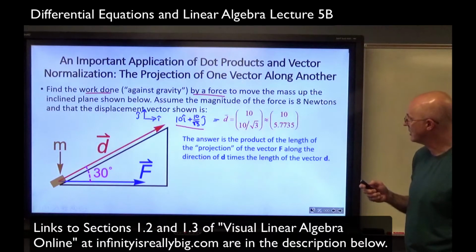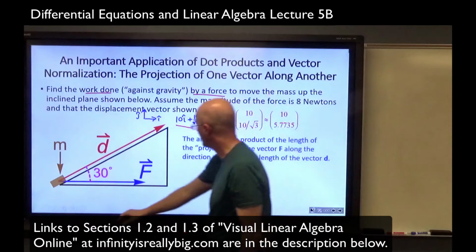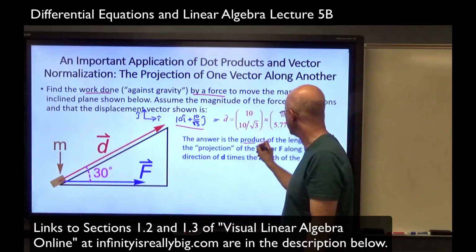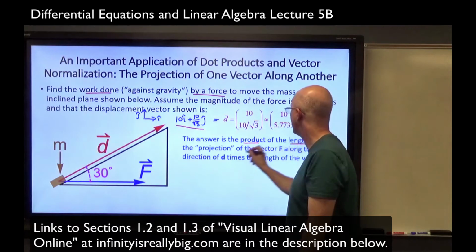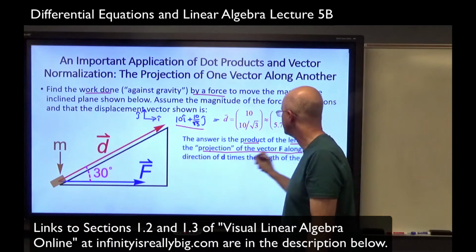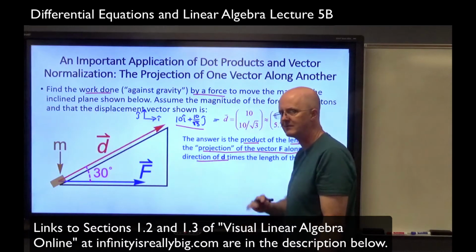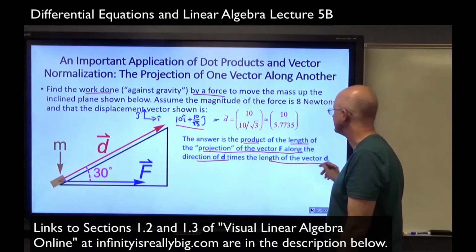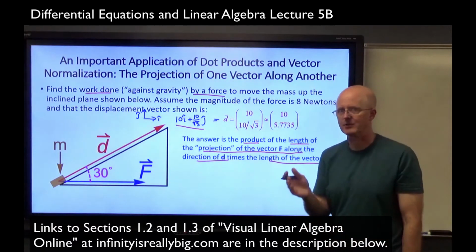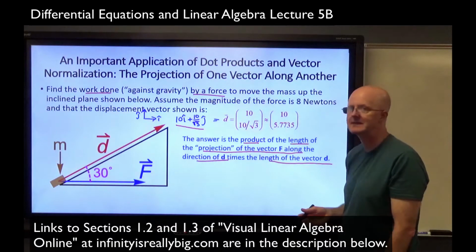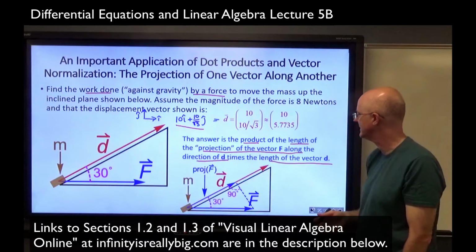The answer, like I just told you, for how to find the work done, I'm not telling you why this is what you do, is the product of the length of what's called the projection of f along the direction of d, I haven't said what that is, times the length of the vector d. That's the answer for the work done. Okay? So find those two things and multiply them to get the answer.